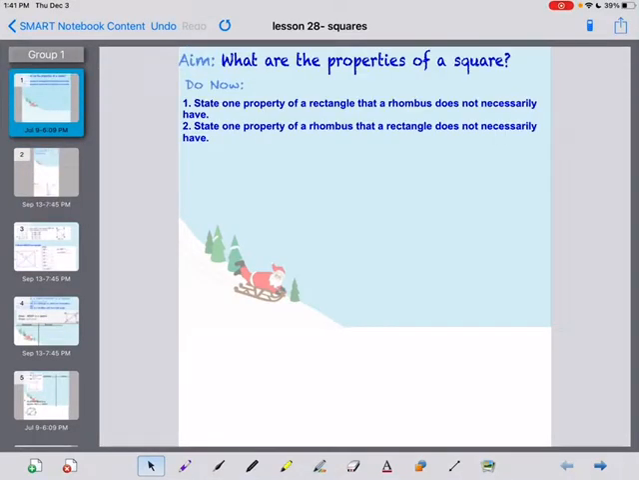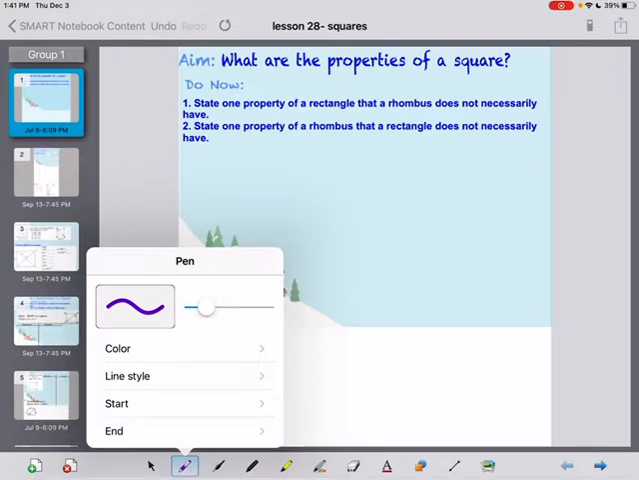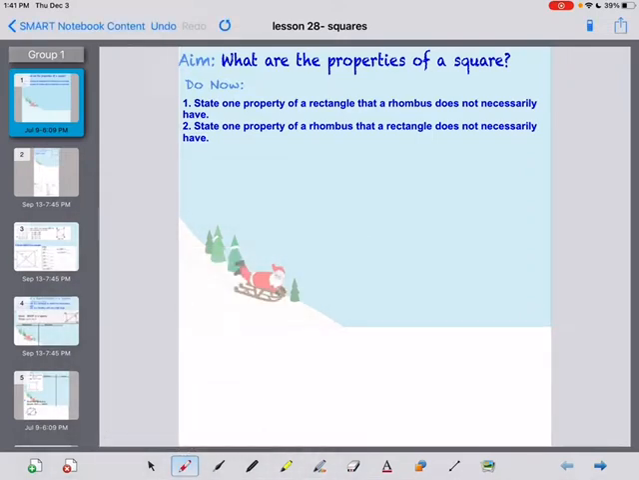Hi everybody, today we're going to be talking about what are the properties of a square. So take a look at this quick do now question and see if you can figure out what we're looking for. So for number one here, I'm looking for a property of a rectangle that a rhombus doesn't necessarily have. So you could have said one of a couple things. You could have said congruent diagonals, and you could have also said congruent angles or 4 right angles.